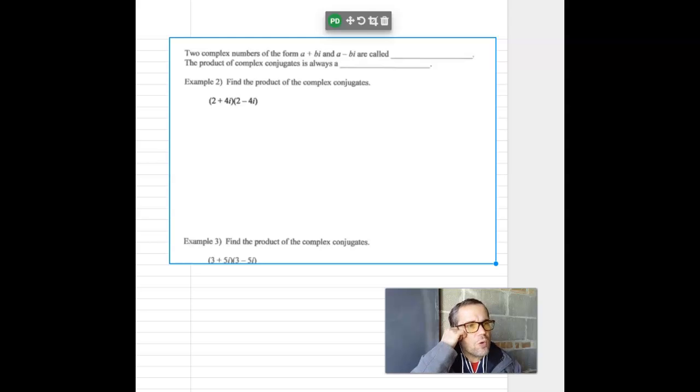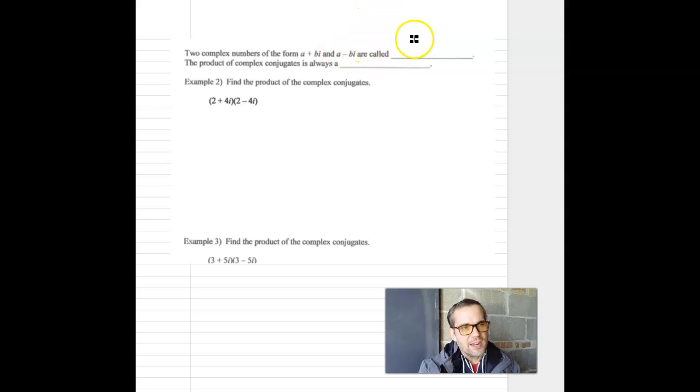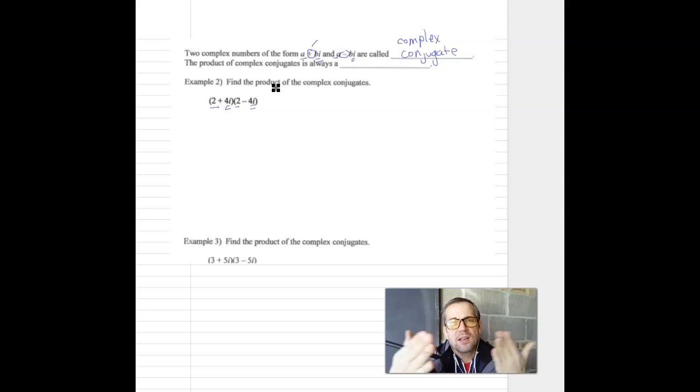That's life. So two complex numbers of the form a plus bi and a minus bi have a special name. You'll hear me use this word from time to time. They're called complex conjugates. Complex because they're complex numbers, and conjugate, in this context, means the numbers are the same, but the signs between them are different. So for example, the 2 and the 2 are the same, the 4i and the 4i are the same, but one's plus and one's minus. Those are complex conjugates.